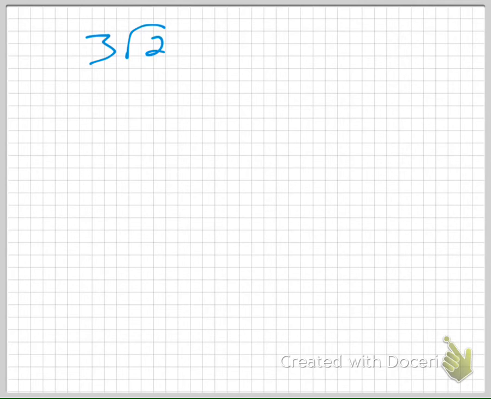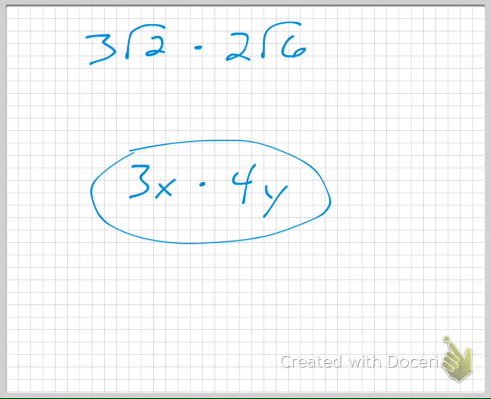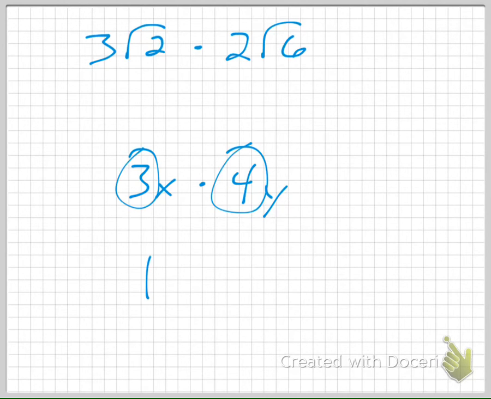Okay, the last part of this is not a difficult one. 3 times the square root of 2 times 2 times the square root of 6. Okay, you ready? This is no different than if I had 3x times 4y. What would I do here? Can you multiply them if they're not like terms? Think about it. Yes. Okay, so what would 3x times 4y be? 12xy. You just multiply everything, straight across.